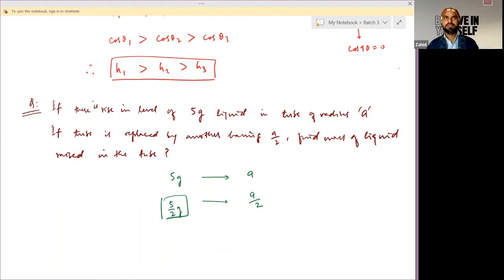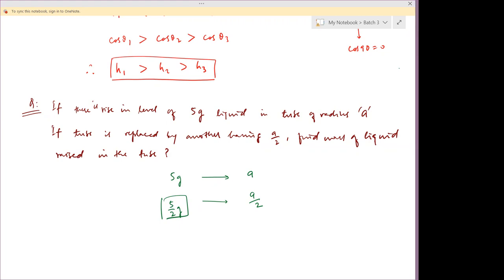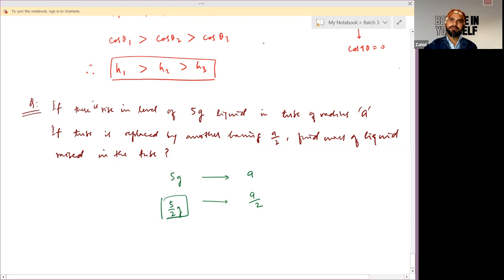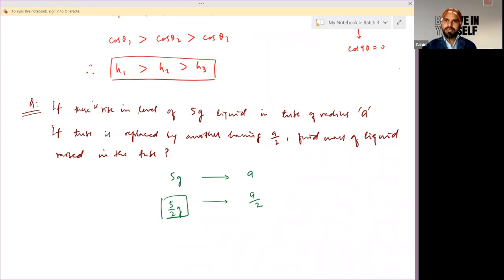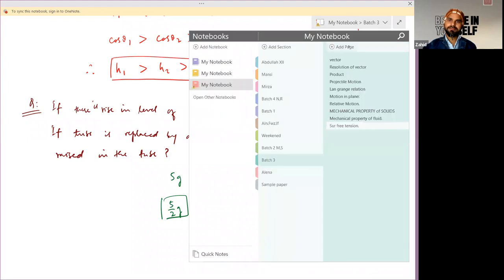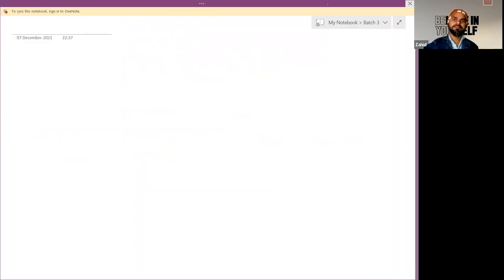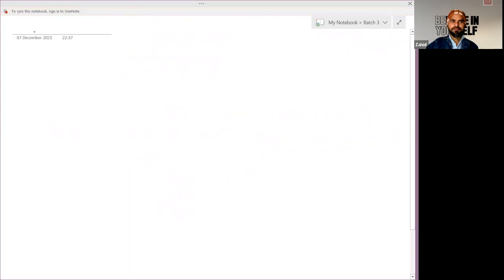So this is all about the hydrostatic part of surface tension. You all have written? Yes, sir. Yusuf, done? Yes, sir. Okay, so let's start hydrodynamics, or flow of liquid.